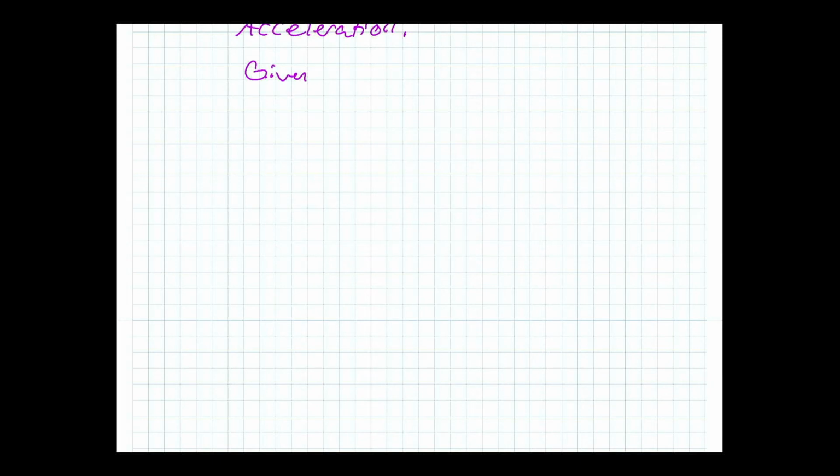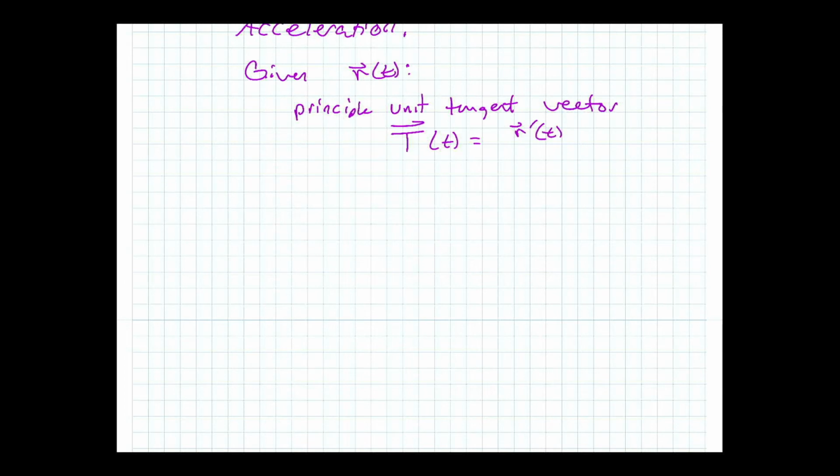Given r of t, a vector valued function, what we call the principal unit tangent vector is the T of t. We used that before, and it was r prime of t over the magnitude of r prime of t. So we're going to be using this, and that's called the principal unit tangent vector.